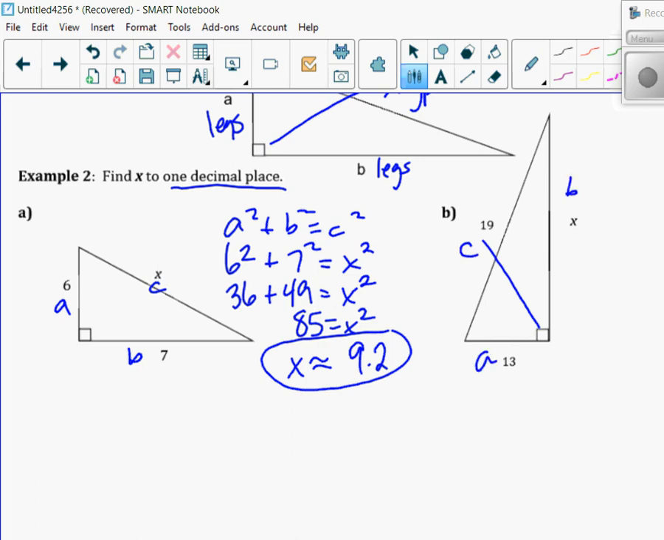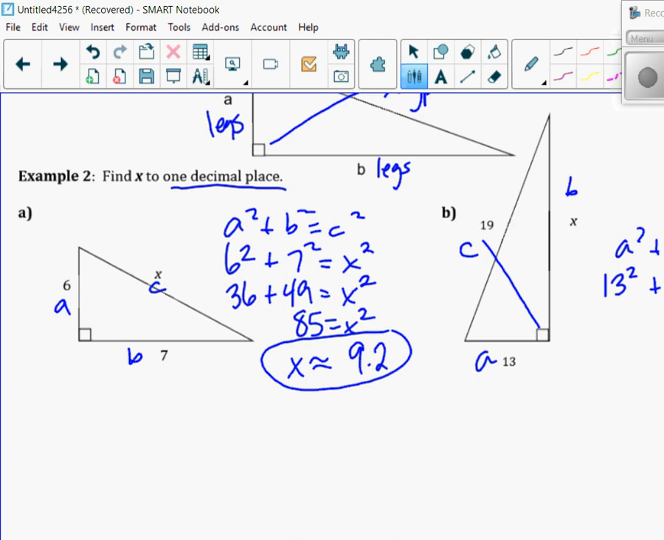Yes? If you want, you can write out the formula. I don't really care. A squared plus b squared equals c squared. You're not getting any points for it. It's only if you like doing that. Now we're going to sub it in. So 13 squared plus x squared equals 19 squared.